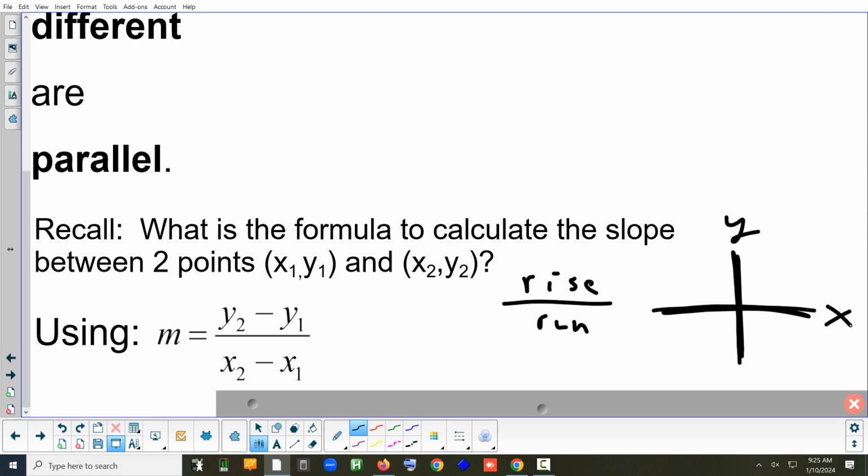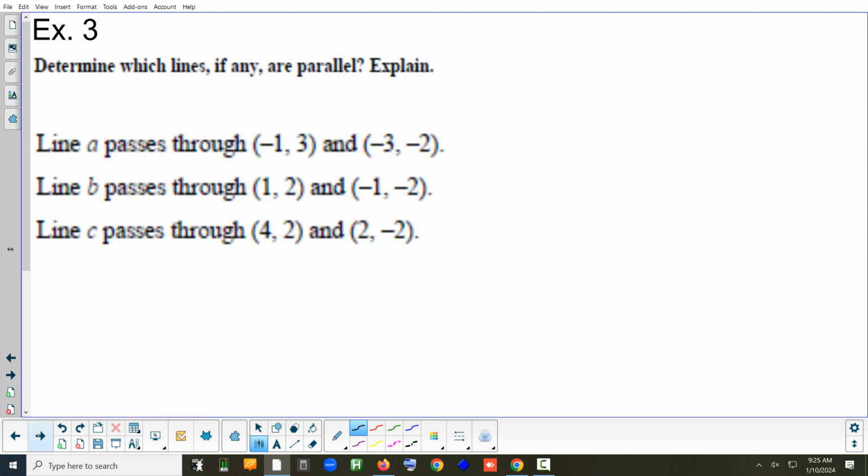Okay, everybody have the formula? Alright, so let's look at these three lines. You don't have the coordinates, you have everything else. You just need to fill in the coordinates. So it says line A passes through these two points, line B passes through those two, and line C passes through those two. So we don't have any pictures.